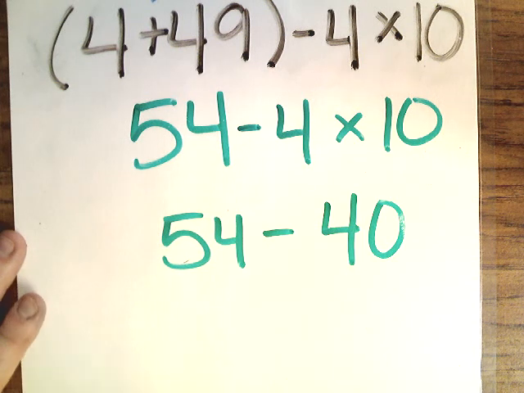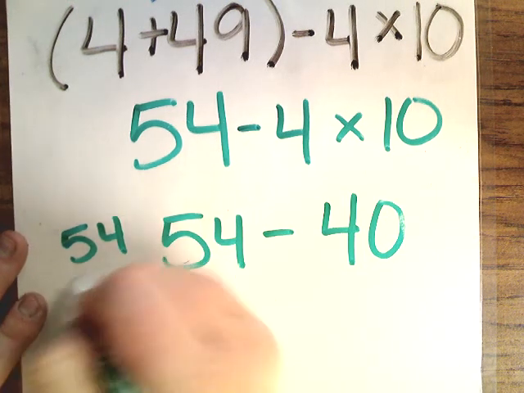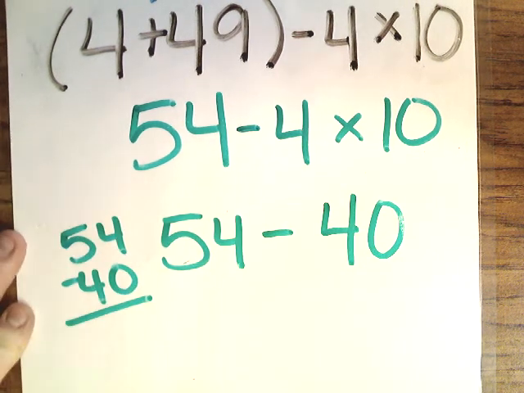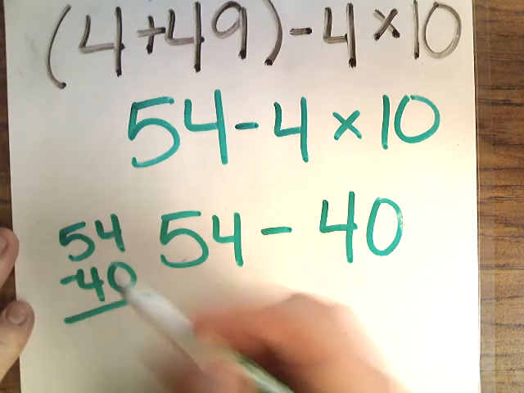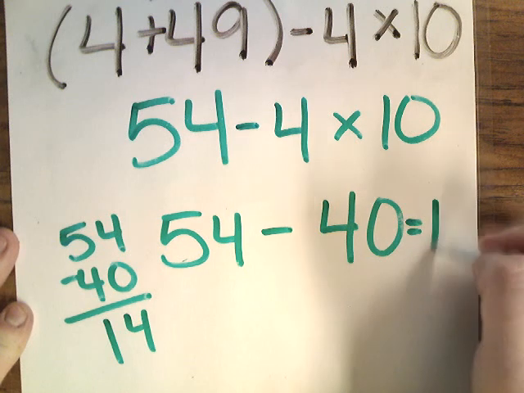54 minus 40. Now, if you don't know that off the top of your head, some people do, you need to rewrite it off to the side and stack it. That's a strategy that you can use. 4 take away 0 is 4, 5 take away 4 is 1, so your answer is 14.